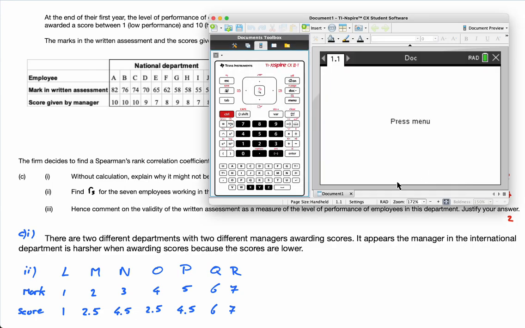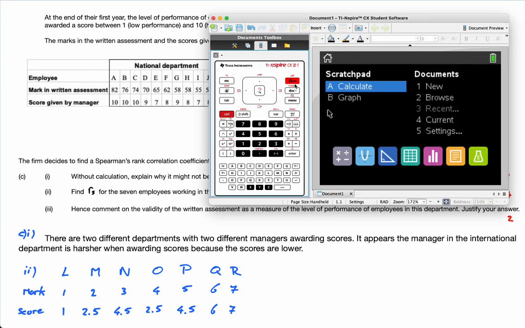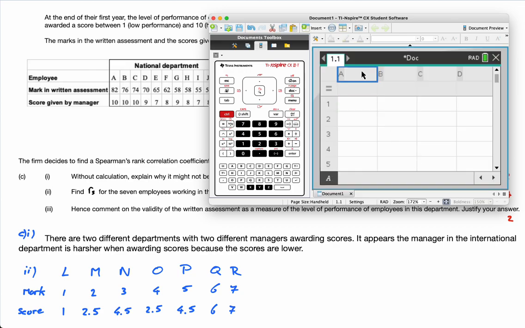Okay, now what do I do? Well, I just put in this information. So I'll call this mark, I'll call this score, and I'll put in this 1, 2, 3, 4, 5, 6, 7. And here I'll put, make sure they match, guys, 1, 2.5, 4.5, 2.5, 4.5, 6, and 7. Now it looks to me like there will be some correlation here, guys. Look, he's the best and he's the worst. He's the best and he's the worst, and there's a few things going on here, but it looks like there's going to be a good correlation here.